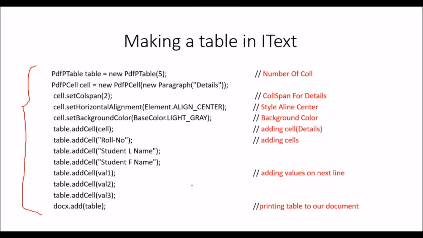For developing a table, you need PdfPTable. My object is table, and this 5 here is the number of columns. So it's actually wrong. The number of columns here is 5, but I'll show you.